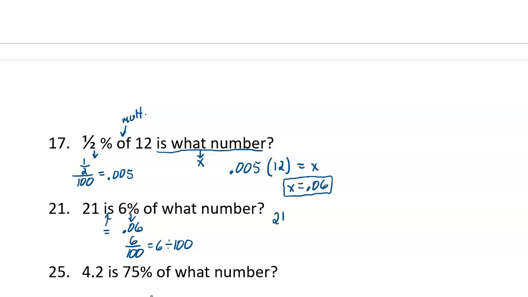So we have 21 equals 0.06 times x. It says of what? We don't know what that is, so we're going to call it x, and remember the word of is multiply. Here's our equation. We can divide both sides by the 0.06 to get the answer for x. 350.